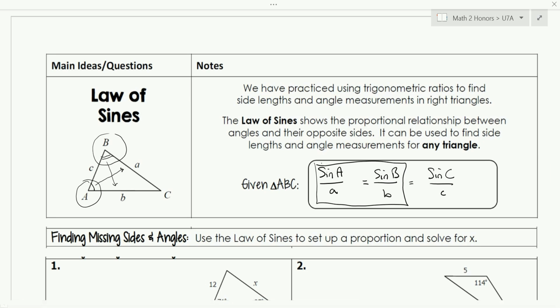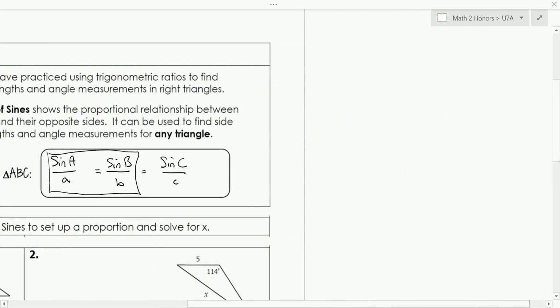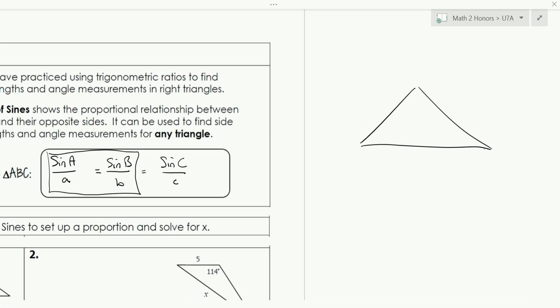So where does this come from? Well, if I draw a triangle, and let's say it's not a right triangle, any kind of triangle that we're working with, and let's say this is angle A here and this is angle B. So this would be side a and this would be side b. And I want to show you that the sine of A over a is equal to the sine of B over b.